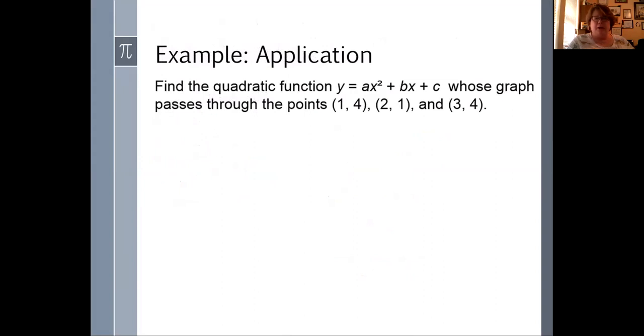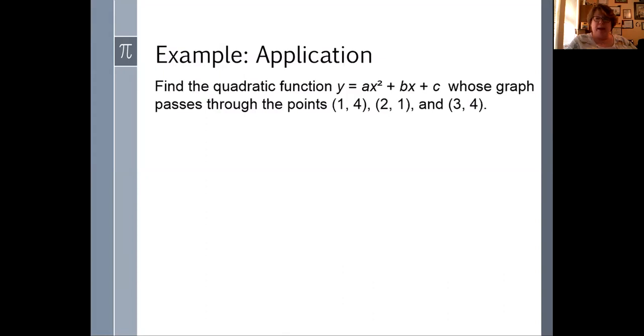Find the quadratic function y equals ax squared plus bx plus c, whose graph passes through the points (1, 4), (2, 1), and (3, 4). All right, so in this application, I don't know what A or B or C is. However, I have 3 ordered pairs that tell me what x and y are.